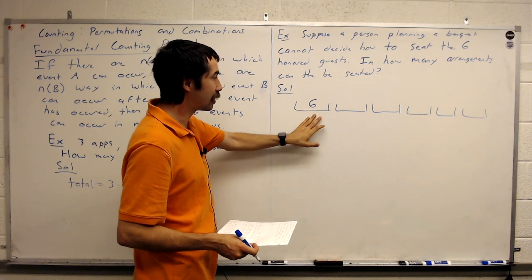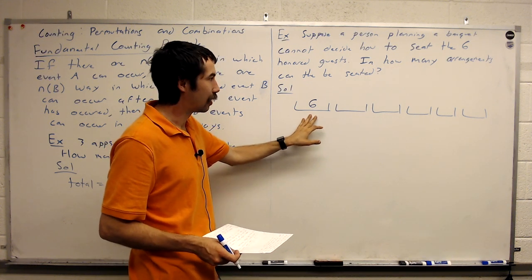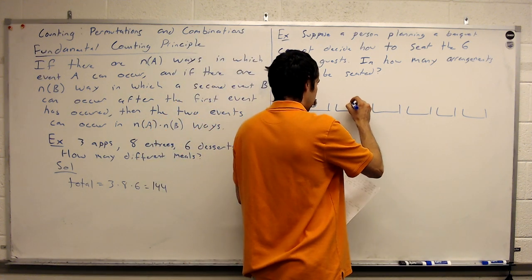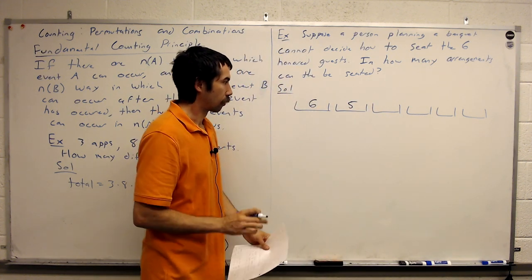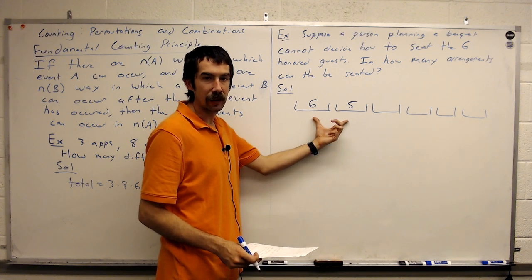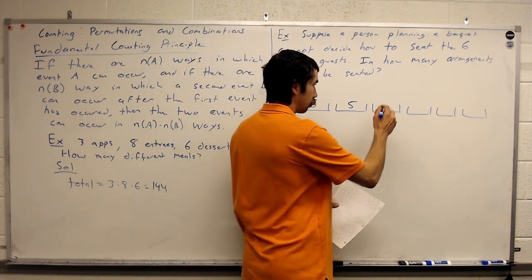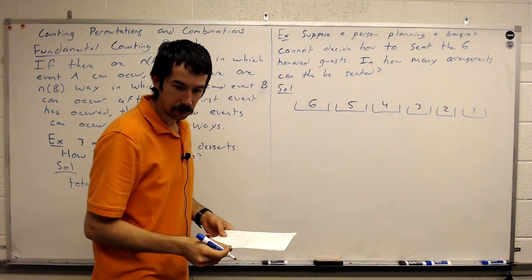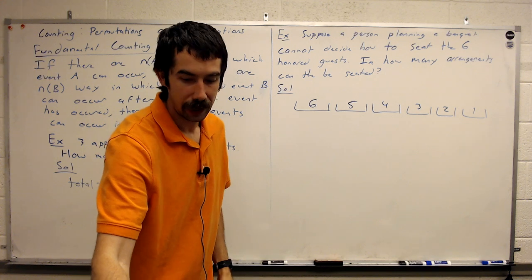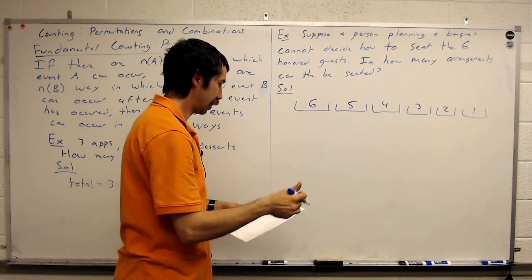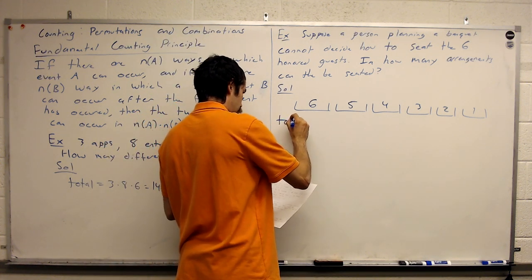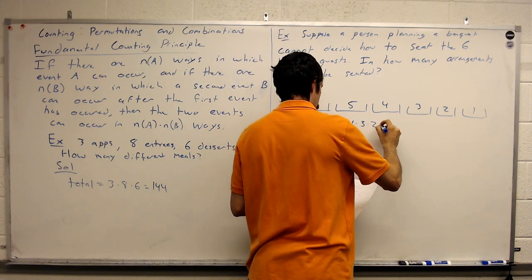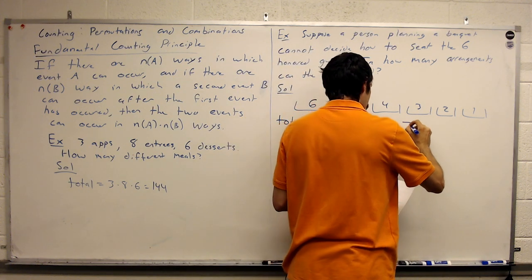So somebody is seated in this first seat. How many options are remaining for the second seat? There's 5. Okay, now 2 people are seated. There's only 4 people remaining. And then 3, and then 2, and then 1. All right, so the total number is the product of these 6 numbers, which is 720.